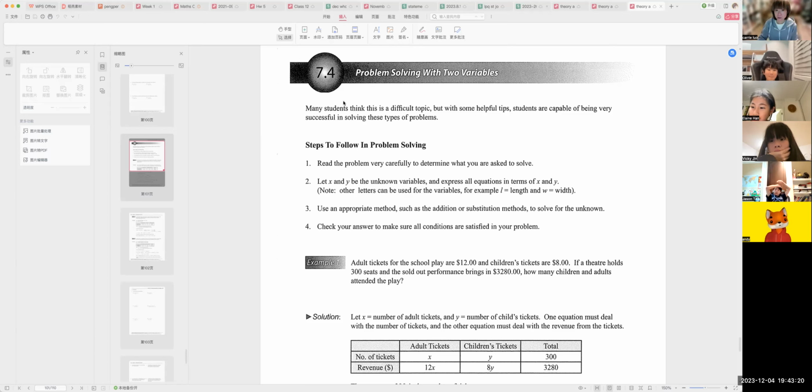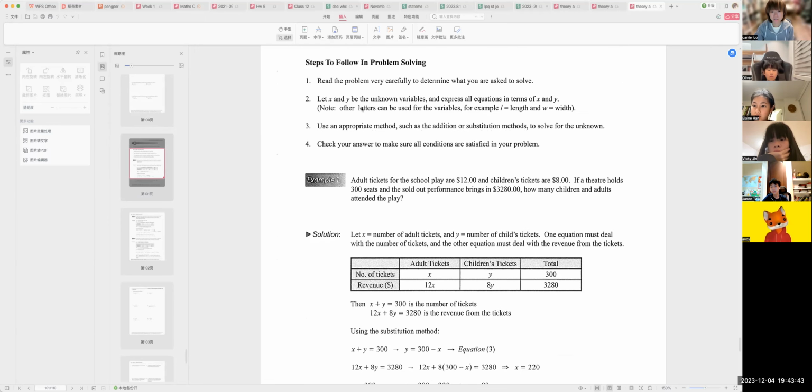Okay, so let x and y be the unknown variables and express all equations in terms of x and y. Note, other letters can be used for variables. For example, L equals length and W equals width. Number 3, use an appropriate method such as the addition or substitution method to solve for the unknown. Of course, the unknown is a variable. Check your answer to make sure all conditions are satisfied in your problem.